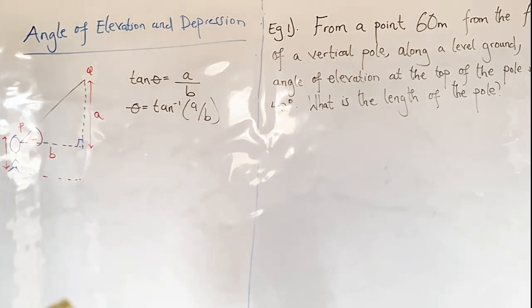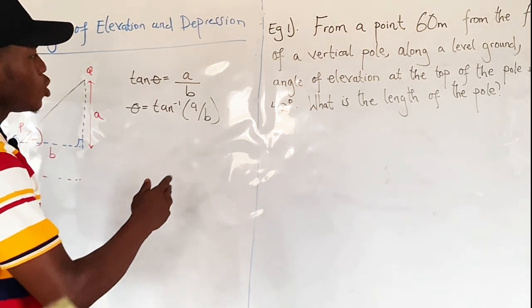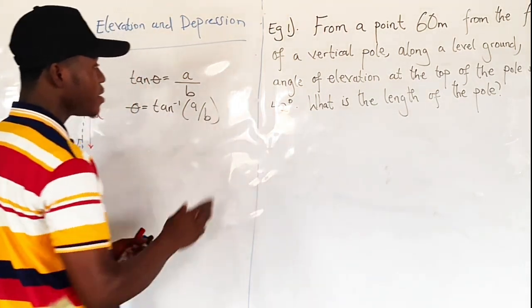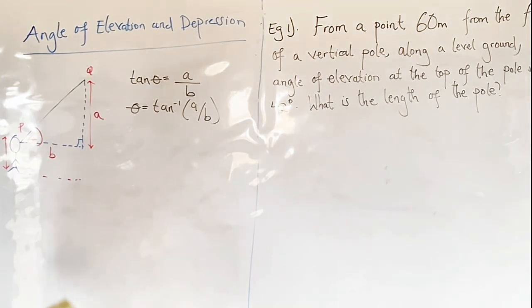Our first example says, from a point 60 meters from the foot of a vertical pole along a level ground, the angle of elevation of the top of the pole is 42 degrees. What is the length of the pole? Remember, in the previous videos, I said that to be able to solve questions like this in trigonometry, you must first be able to represent the information in a diagram form. So here, let's go ahead and represent the information in a diagram.